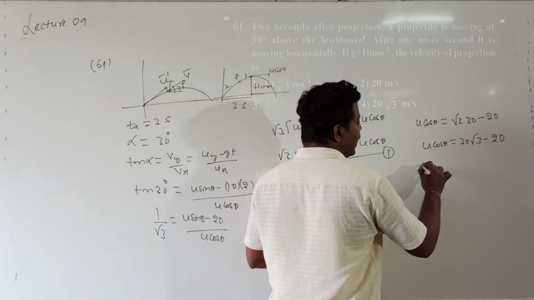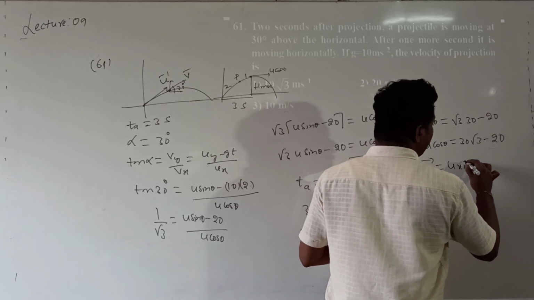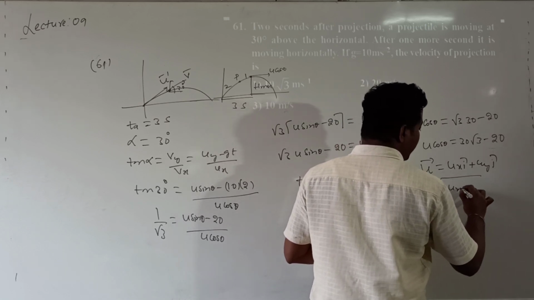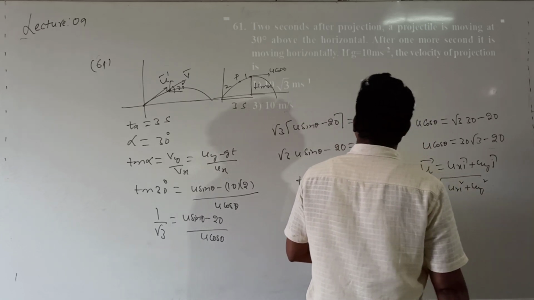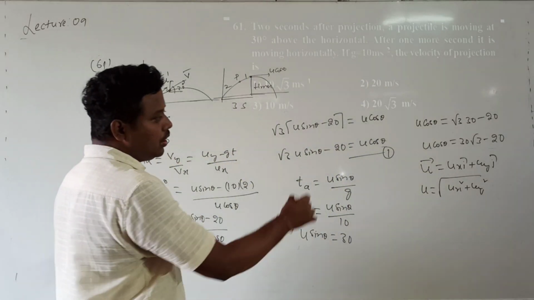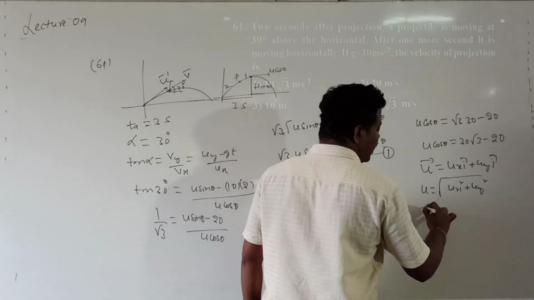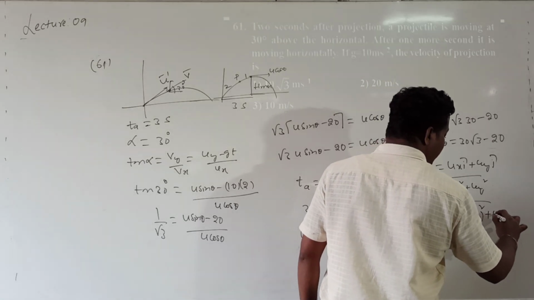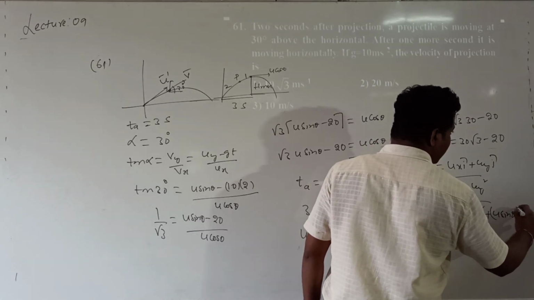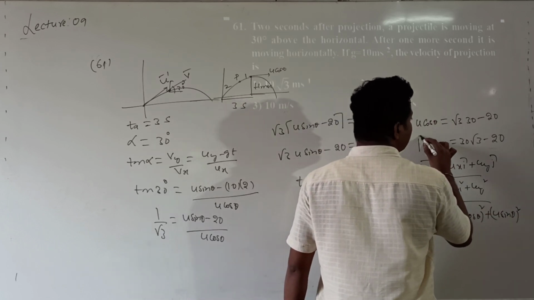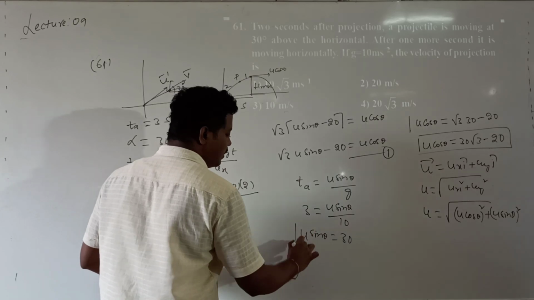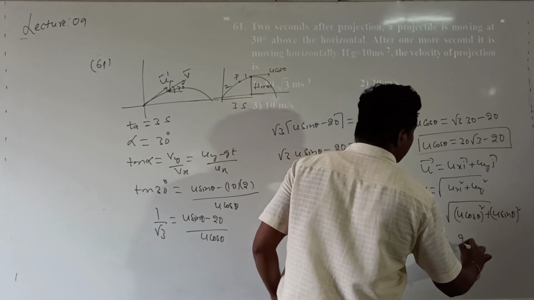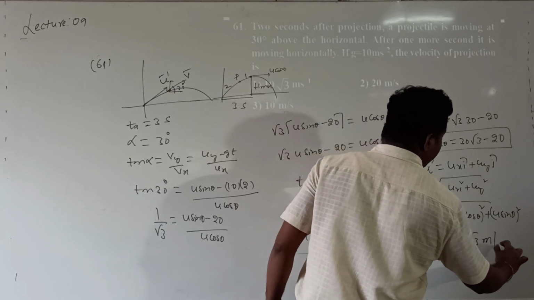Then what is u vector? The velocity of projection, u vector, is given by ux i plus uy j. Then u is given by root over ux square plus uy square. So you know the value of ux square and you know the value of uy square. So this is u cos theta whole square plus u sin theta whole square. Substitute the u cos theta value and u sin theta value and simplify. Finally you get u value of 20 root 3, 20 root 3 meters per second.